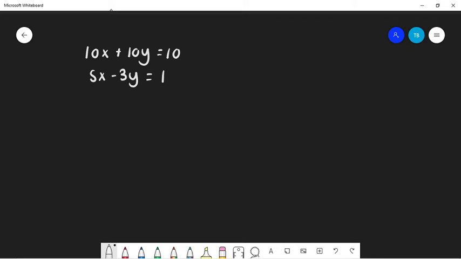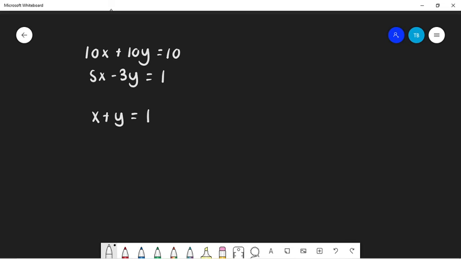Now you may be wondering if using the substitution method here is the best way to go, because with this system of equations, it doesn't look like we can easily isolate for either x or y in either of the two equations. But if you look closer at equation 1, you'll see that each of the terms in the equation is divisible by 10. So why don't we divide both sides of the equation by 10? When we do that, you will see that 10x plus 10y equals 10 becomes x plus y equals 1. So again, all we did was divide both sides of the equation by 10.